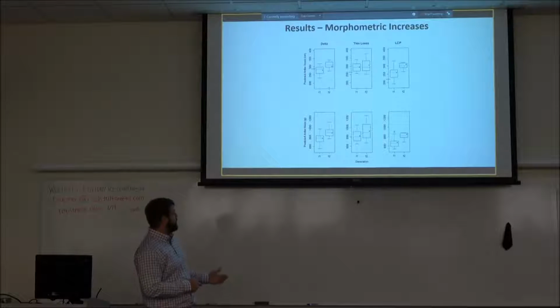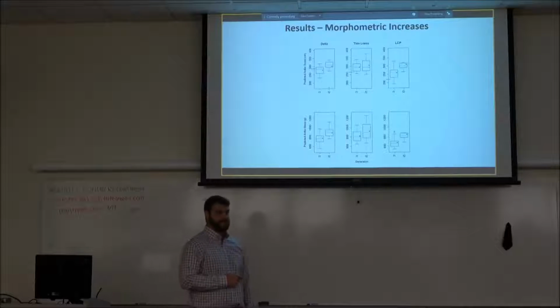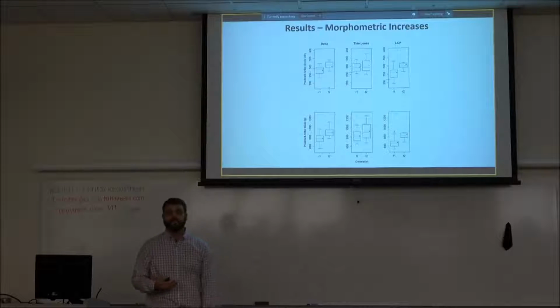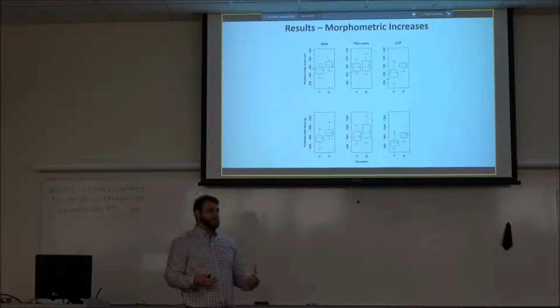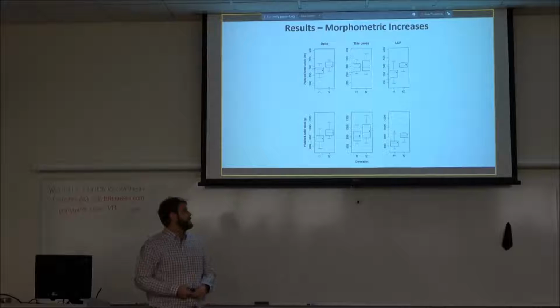But if I can draw your attention to the Lower Coastal Plain population, you see a dramatic increase in antler size from first to second generation. That's about a 75 centimeter increase from first to second generation. That translates into about 25 inches or so. As a hunter, that's a really, really big difference, a really big increase in antler size.